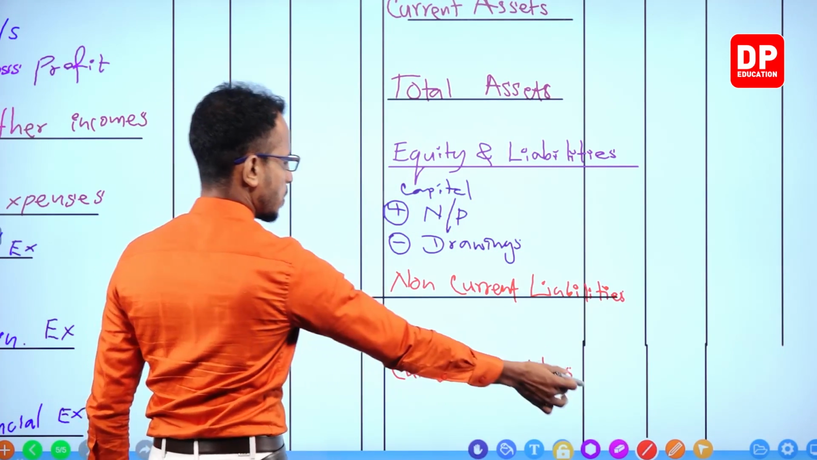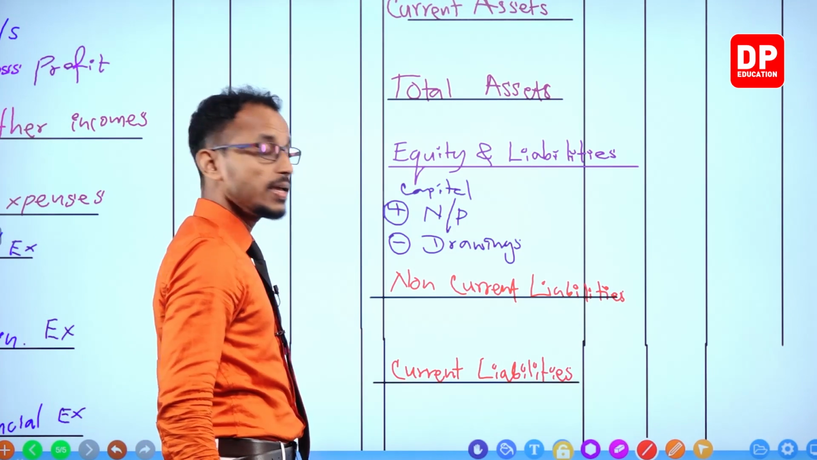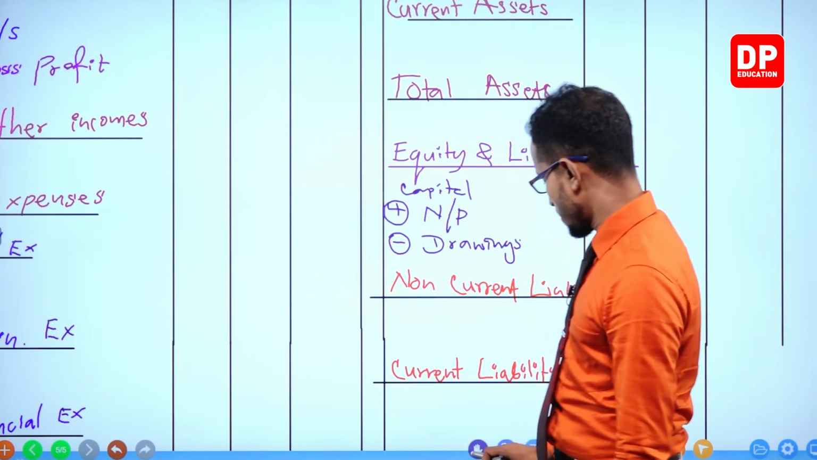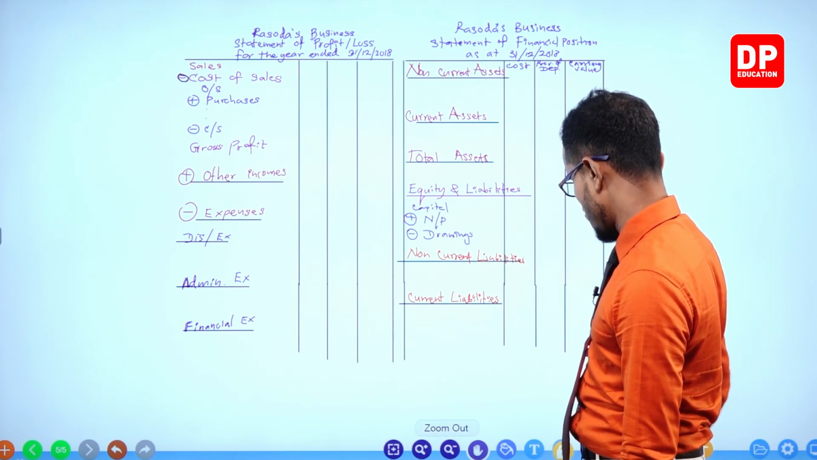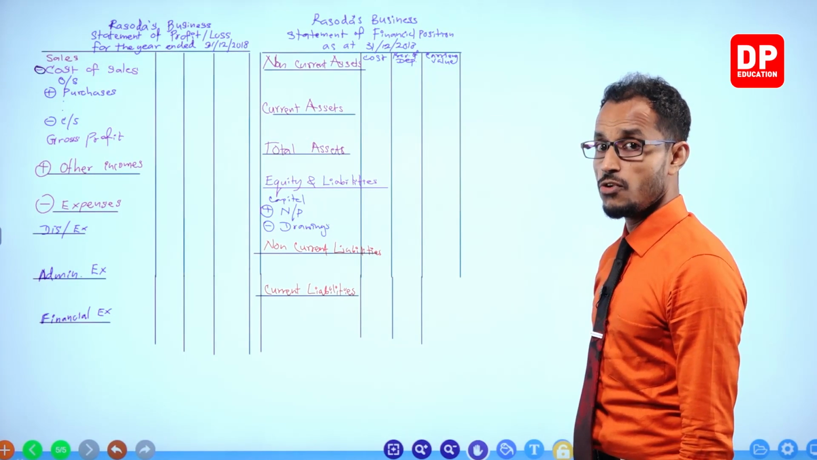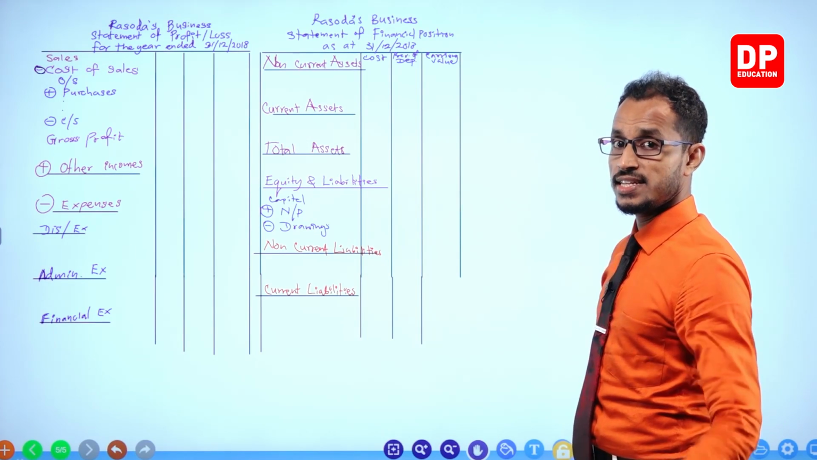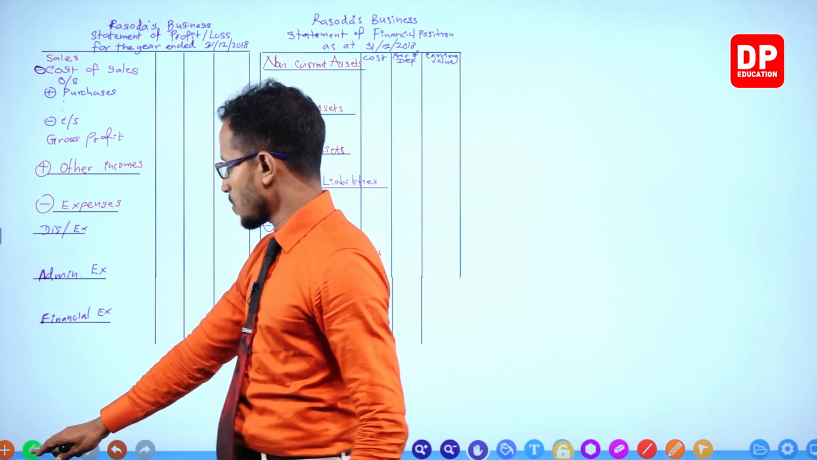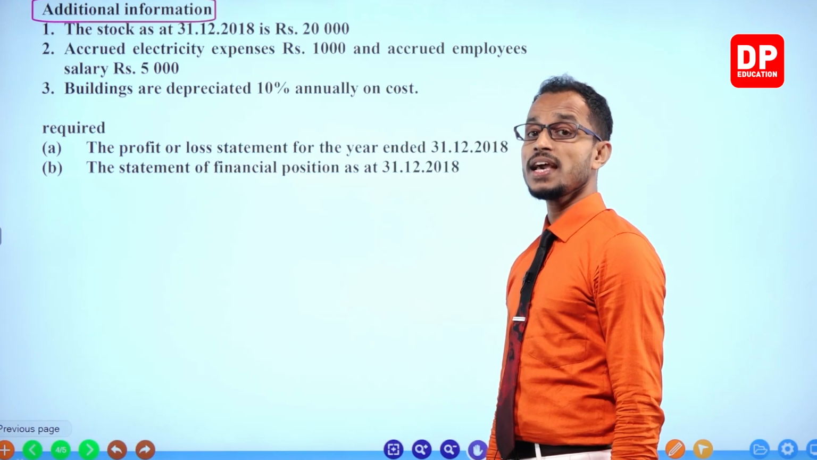Done. Non-current liabilities and current liabilities. Right? You want to see the entire thing? Nice and shiny. Here we go. Rule your formats just like this, in this order. That is the second step. Now we can go to the question and take it from the adjustments.